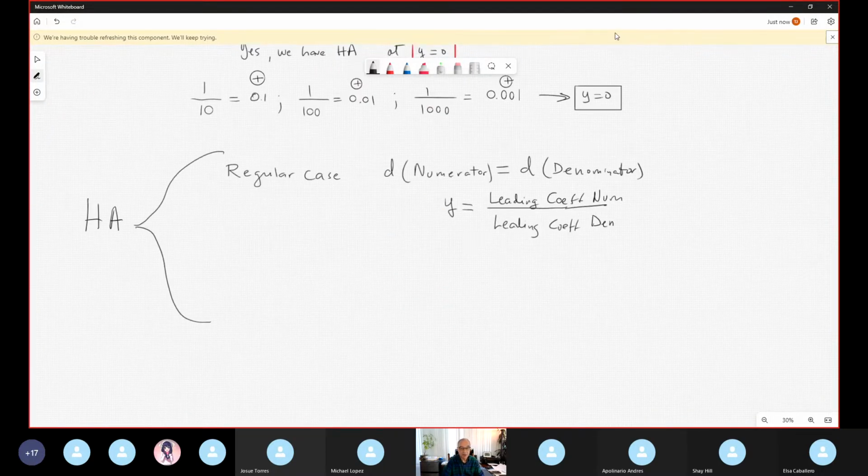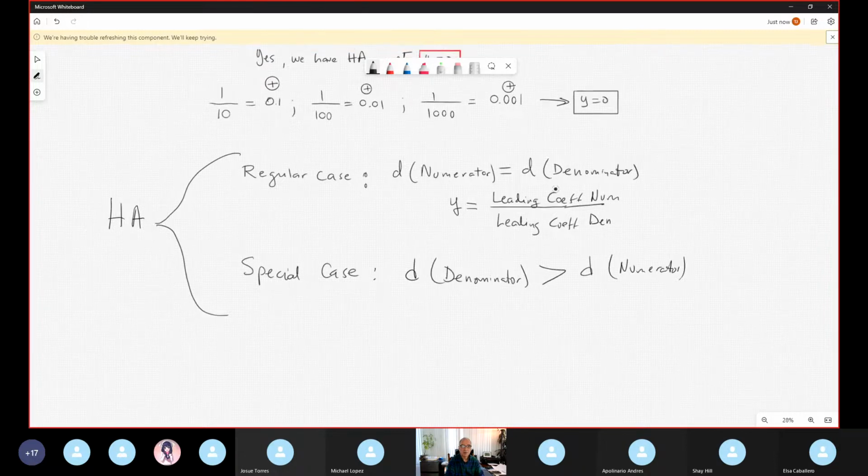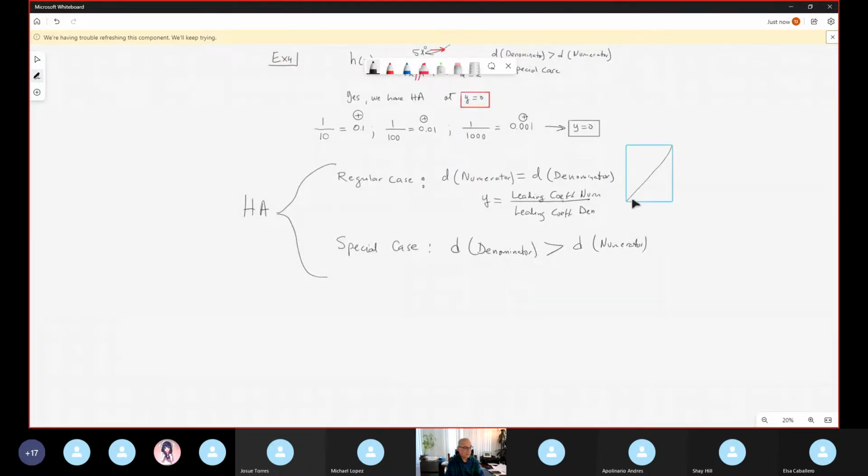And we have another case, which is special. Special doesn't mean weird. I call it special because I want to have that name. It is when the degree of the denominator is bigger than the degree of the numerator. Cool? Is the idea clear or not?